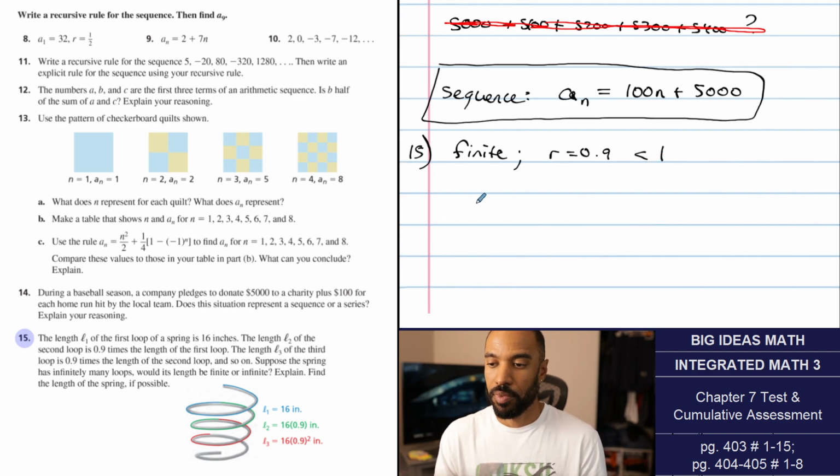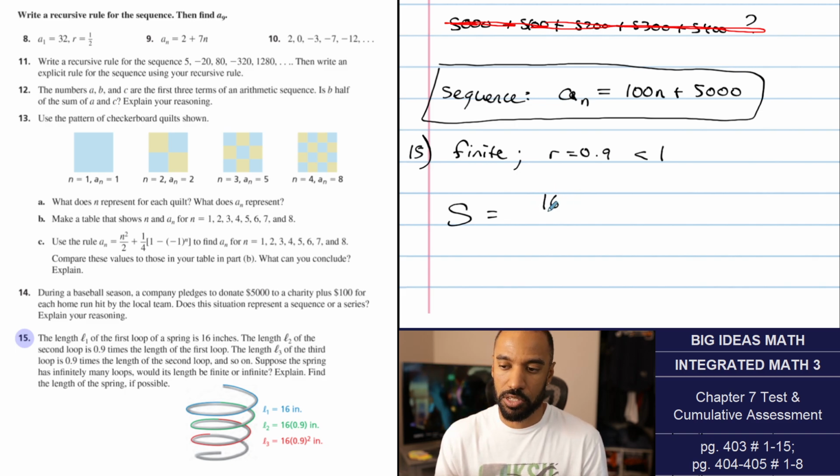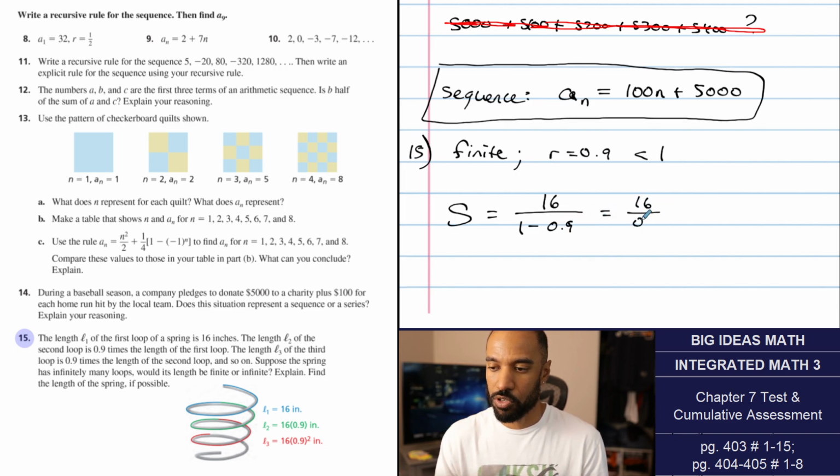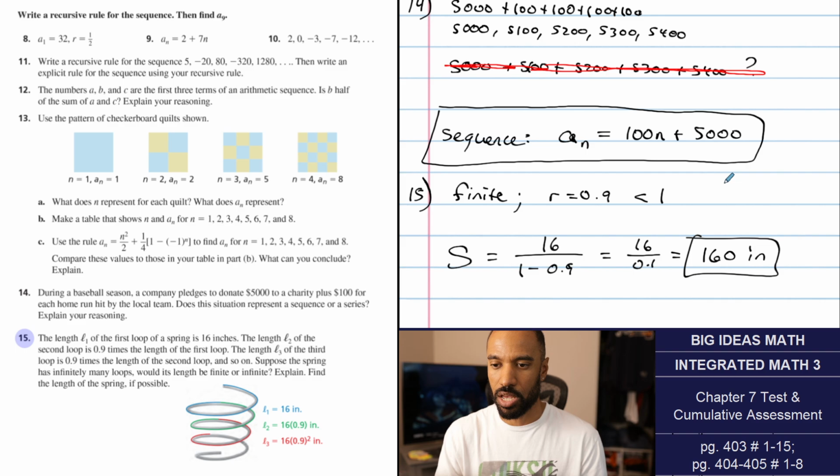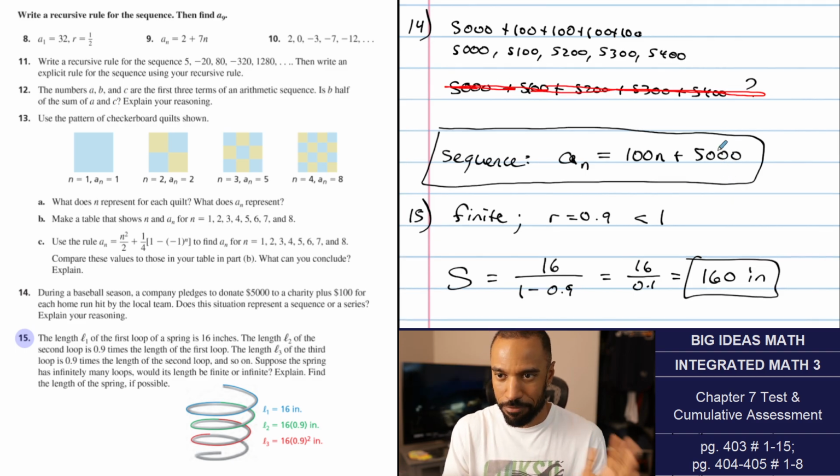Well, it is possible, and what you can do is find the infinite sum here, with the first a sub 1 being 16. You divide that by 1 minus 0.9. That's a sub 1 over 1 minus r, which is 16 over 0.1, which is 16 times 10, which is 160 inches. 160 inches of spring length, even with the infinite set.